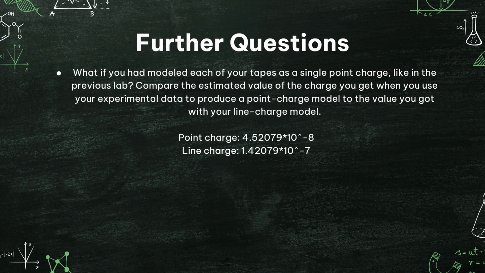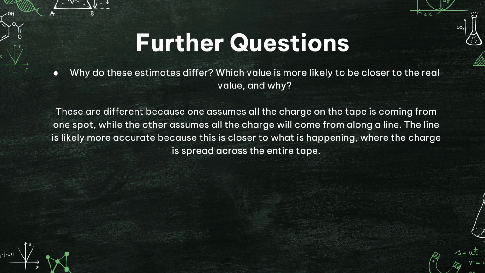The value of the charge when using the point charge model and the line charge model are a little bit different, and here on the next slide I can tell you why that is. The reason that these values are a little different is because one assumes that all the charge is coming from the same spot, while the other assumes that the charge is coming from various distributions across a line. This line charge is definitely more accurate because it is closer to what's happening in reality, where the charge is spread across the entire tape rather than just a point.